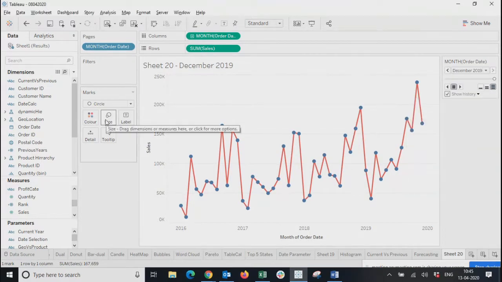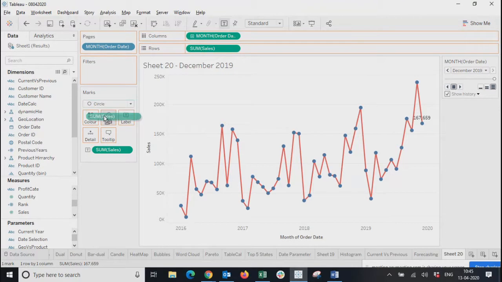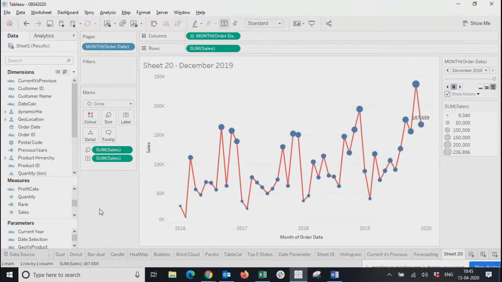For this, in order to look at it a little better, you can drag maybe sales onto size and labels so that you will know how much sales you are getting at that particular point. And then size, again, I will drag it here. So you'll know what a particular mark represents, the total number of sales.